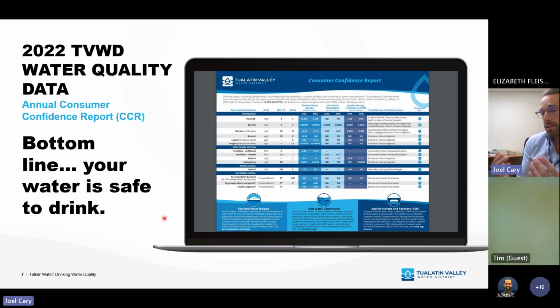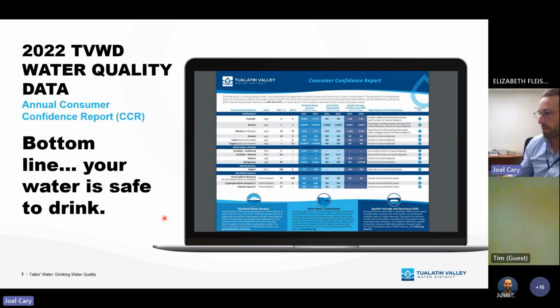Bottom line, your water's safe to drink. That's our job. That's what we do every day around here. It's what we take great pride in. So a lot of things we'll talk about at the end of this slide, just new emerging things that we're keeping our eyes on and active steps we're taking. But bottom line is your water's safe to drink. So we hope this report reflects that.